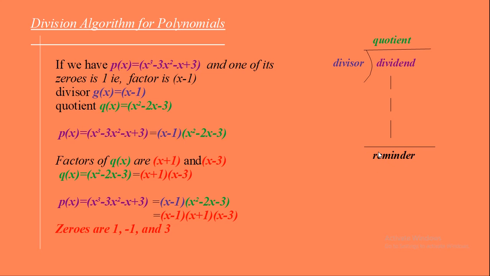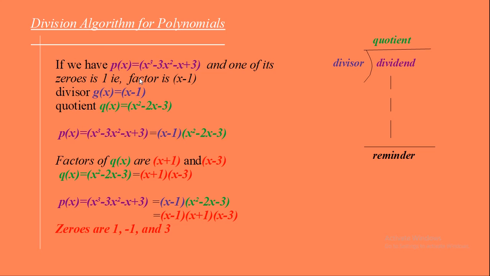The remainder can be equal to 0 or not equal to 0. But the divisor must not be equal to 0. Then only a division can be done, isn't it? Okay. This dividend, the divisor, the quotient and the remainder can be some numbers. But here we are going to take everything as polynomials. The dividend, the divisor, the quotient and the remainder are taken as polynomials.